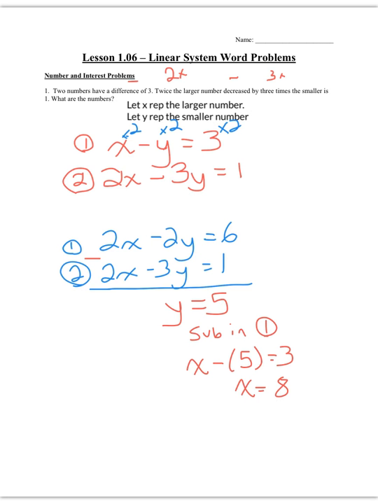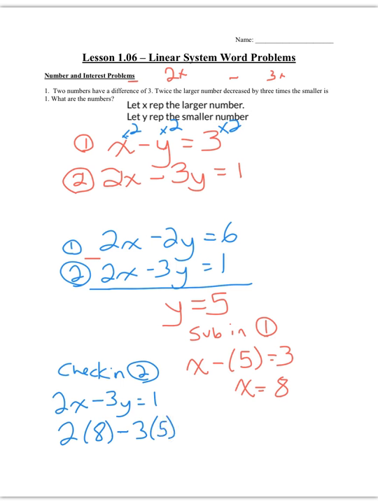So we just found that x is 8 and y is 5, and now we have to check. Since I subbed into 1, I'm going to check in 2. I want 2x minus 3y equals 1. So I have 2x, which is 8, minus 3y, which is 5, equals 1. So I have 16 minus 15 equals 1. 1 equals 1. And we got the answer.